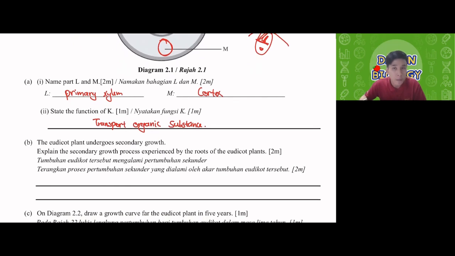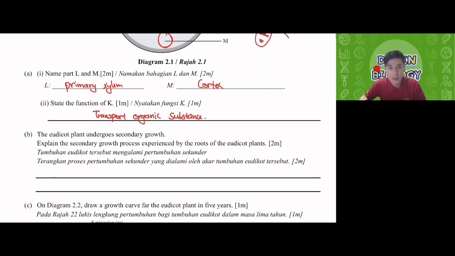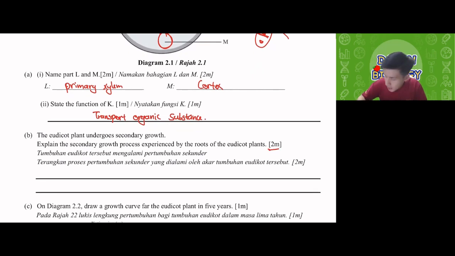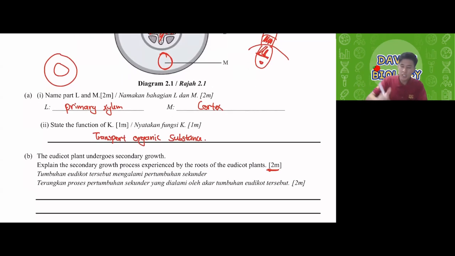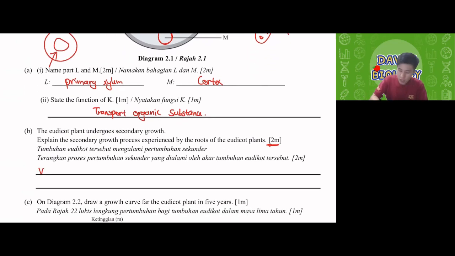The eudicot plant undergoes secondary growth. Explain the secondary growth process experienced by the roots of the eudicot. But this is just 2 marks, so you don't have to explain the whole thing like we did in front just now. We focus on primary xylem and secondary xylem, the inner ring, because we have 2 rings, inner ring and outer ring. So we just focus on the inner ring. The inner ring is called? Cambium ring, but we write the general name: vascular cambium.